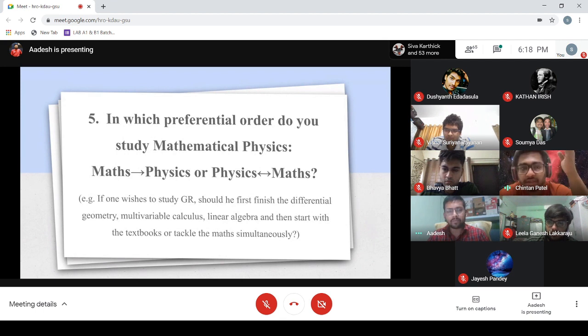But if you are talking about concepts like linear algebra or multivariable calculus, then the first approach is better. You should be familiar with these basic mathematical concepts, which will be useful in almost every topic.